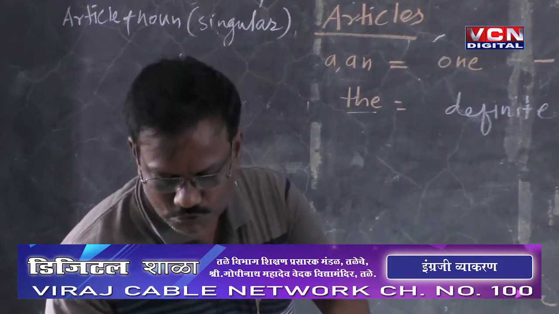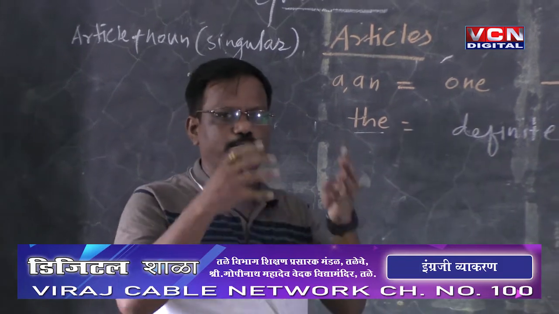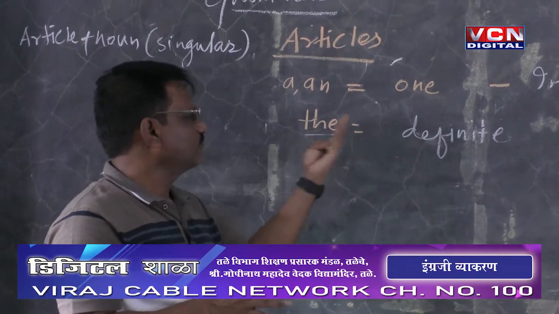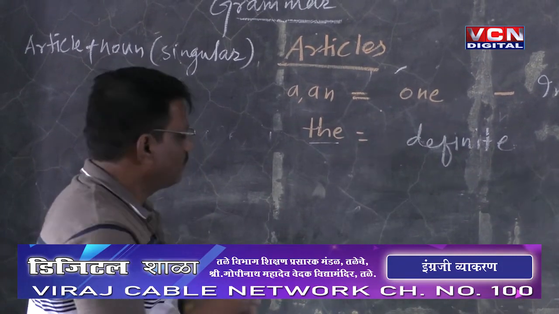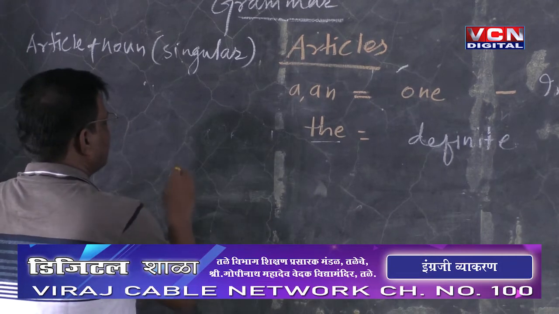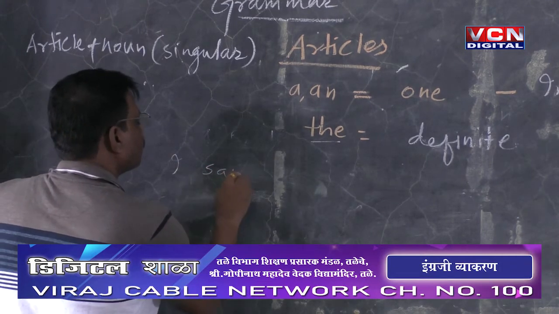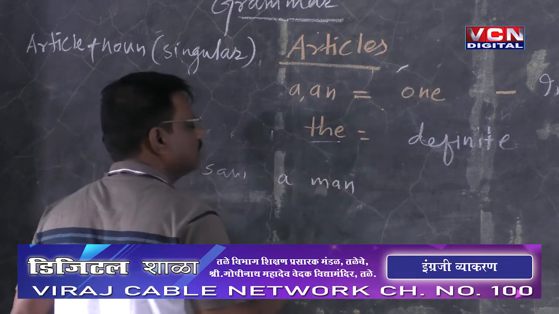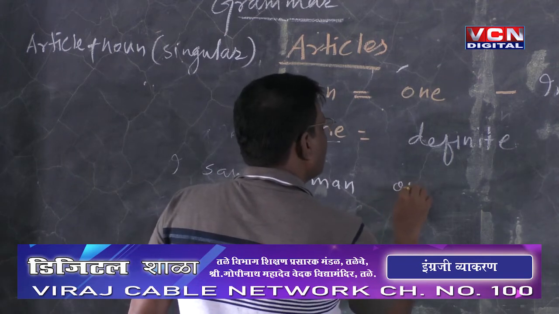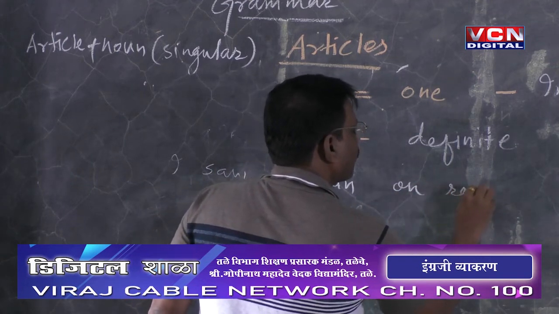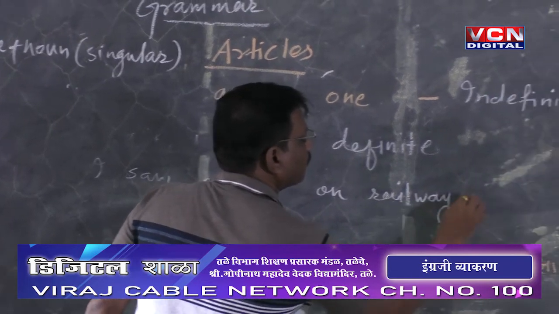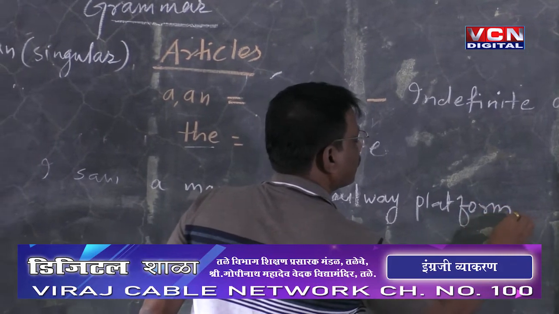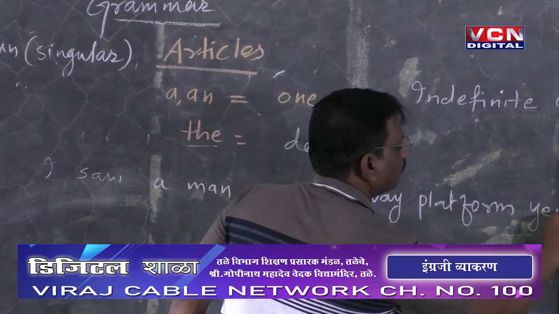Definite means which is definite. To define a particular thing or to mention a particular thing that is definite, at that time, before that word, we will use the. How? For example, here is the sentence. I saw a man on the railway platform yesterday.